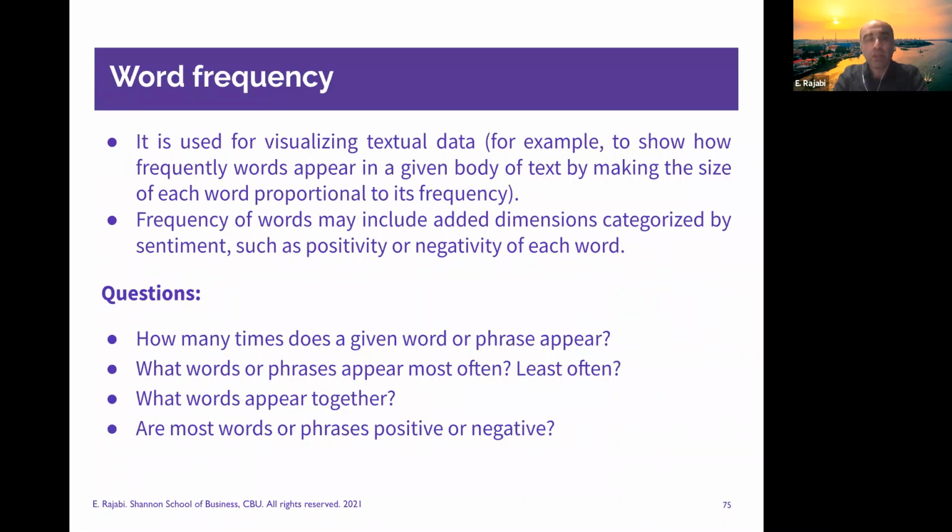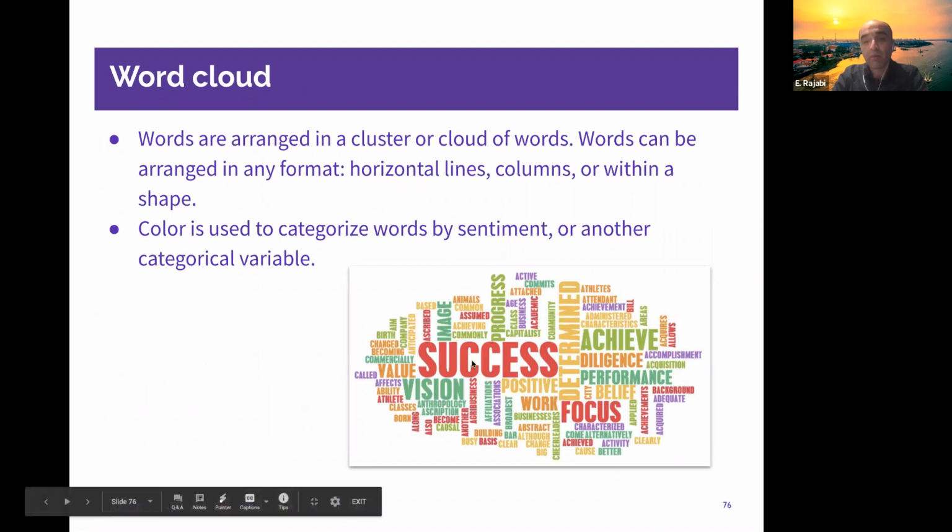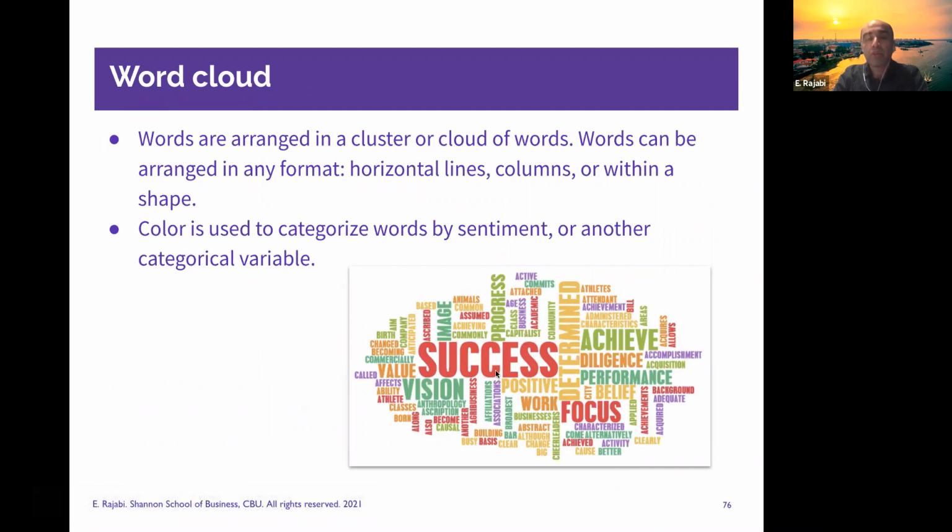For text, we can use word frequency. For example, how many times does a given word or phrase appear? What words appear together? Word cloud for sure is one of the choices that we have. The size of the word shows the frequency with which it appears in the text. For example, in a paragraph or a document, we want to see the terms or words that appear most.